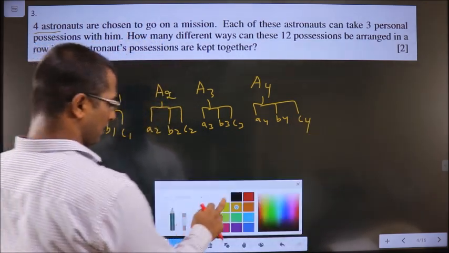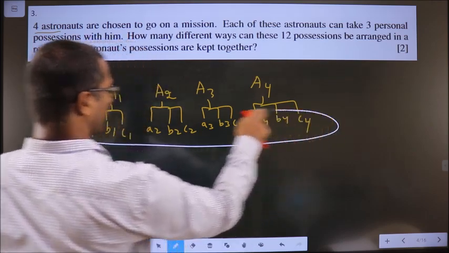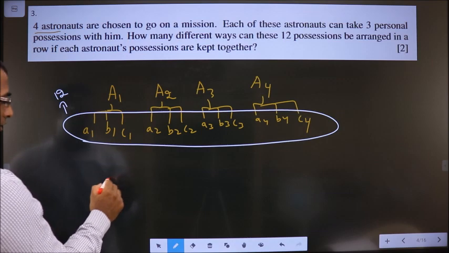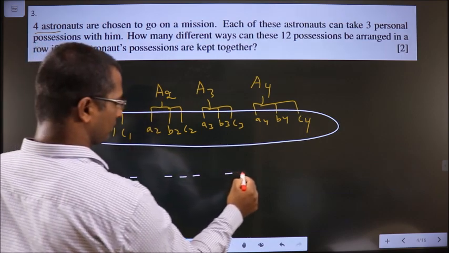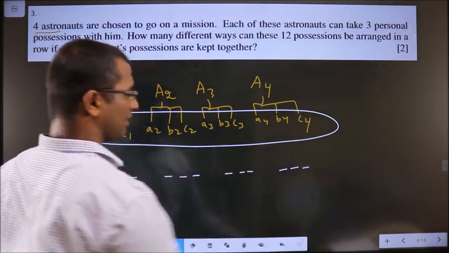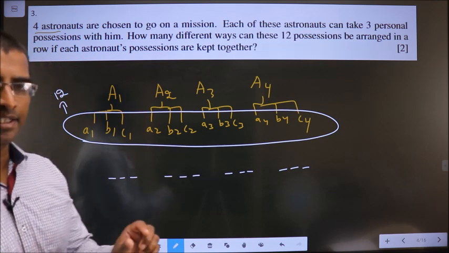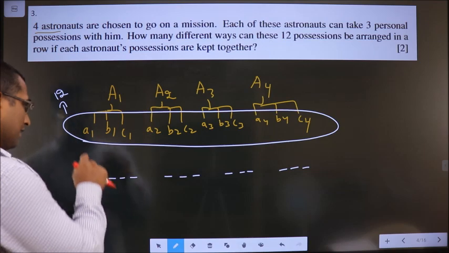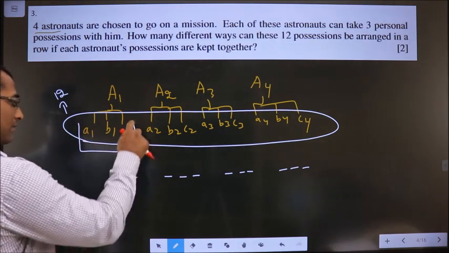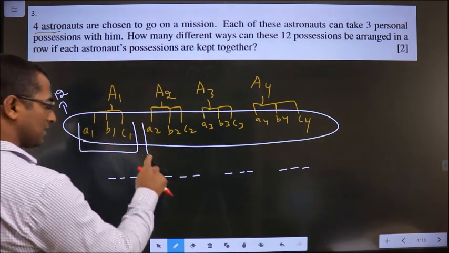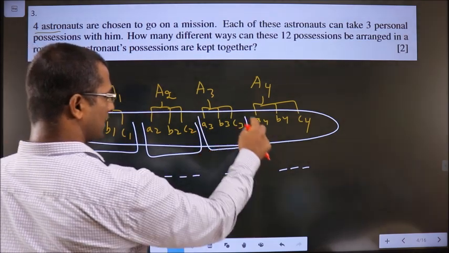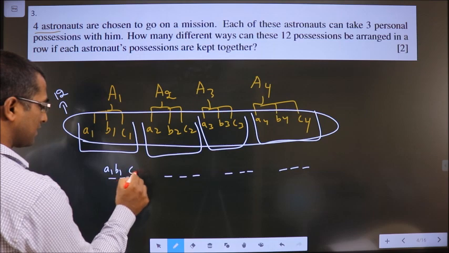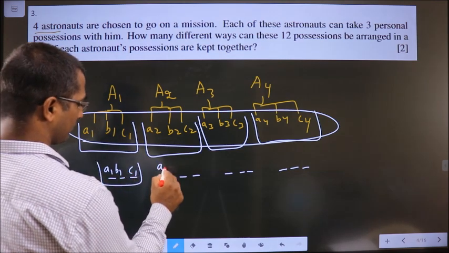Total are 12. Okay. I need to arrange these 12. The condition that I should always satisfy here is these 3 should be together, and also these 3 should be together, and also these 3 should be together, these 3 should be together. A1, B1, C1 should be together.